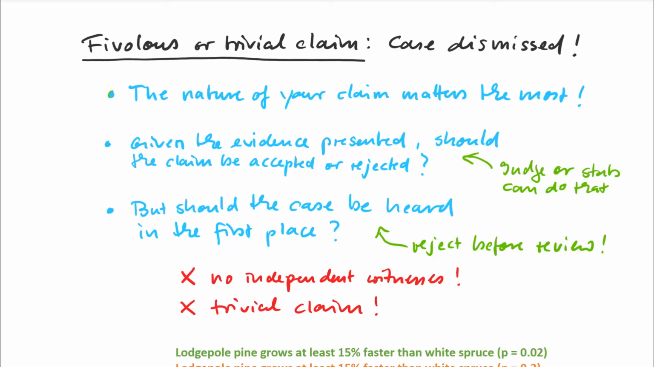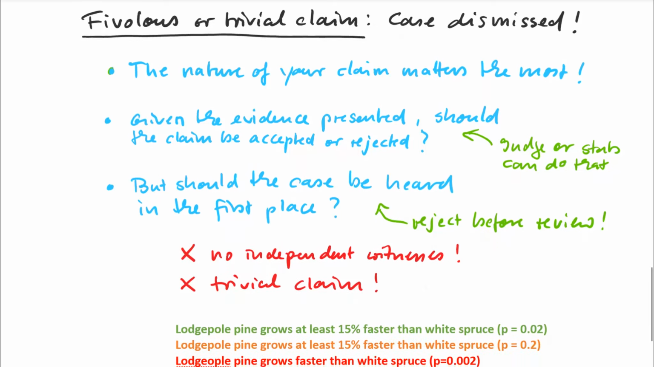Showstoppers are clearly if you don't have any independent witnesses, but also if you don't have a question that makes a lot of sense, that doesn't have applied value, that is not of scientific interest. The example I gave you certainly had applied value in the very beginning. If you remember the lodgepole pine versus white spruce experiment, we made the statement that lodgepole pine grows at least 15% faster than white spruce, and our p-value was 0.02, which implies a certainty of 98% that you're actually right about that. But you could screw this up quite easily.